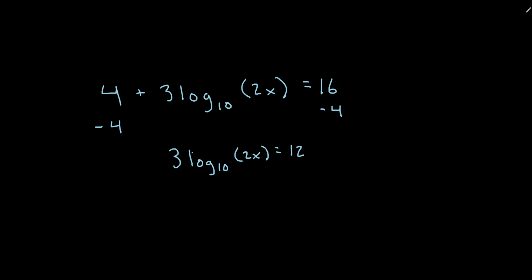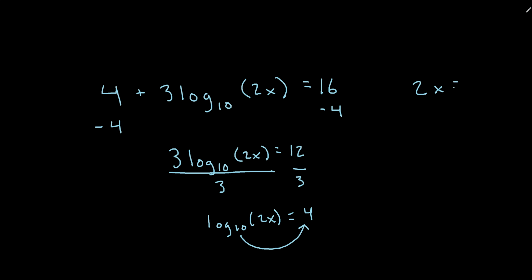And now let's get this 3 out of here. So let's go ahead and divide both sides by 3. So we're left with log base 10 of 2x is equal to 4. So now that we have it in this format, we need to recognize that the base, the 10, raised to this power must be equal to 2x. So we can write it as, let's say 2x is equal to 10 raised to the 4th power.